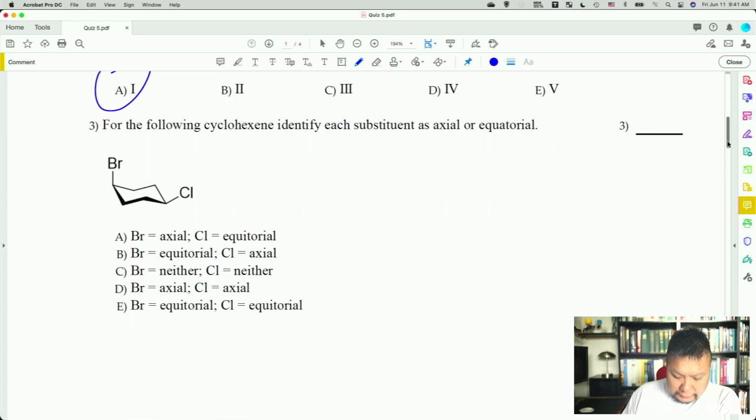For number 3, for the following cyclohexane, identify the substituents as being axial or equatorial. Bromine is pointed up, so that means it's axial. Chlorine is pointed to the side, which means it's equatorial. So the answer there would be A.